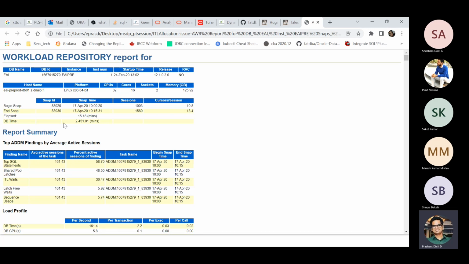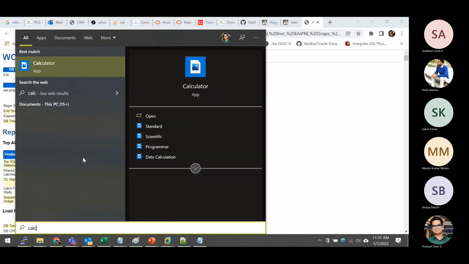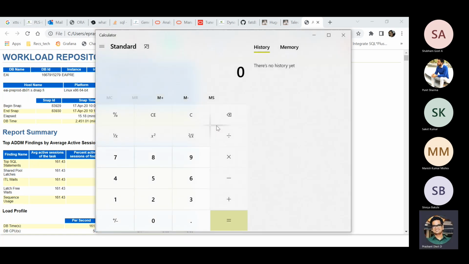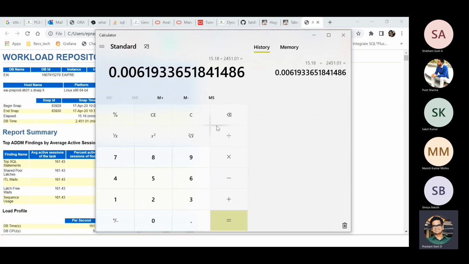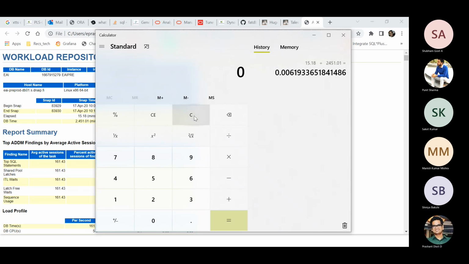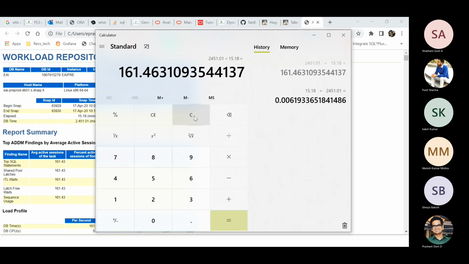For example, in this particular case, let me divide first. 2451.01 divided by 15.18. So it says 161 active sessions were there, right?